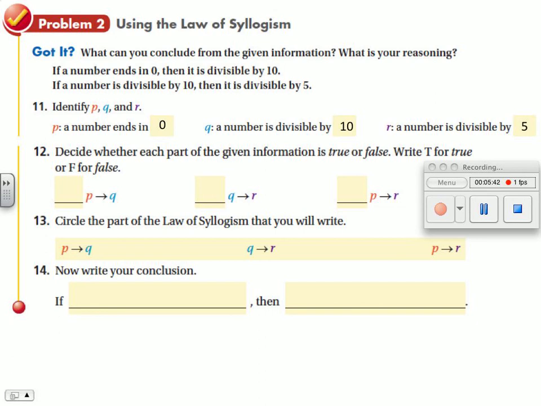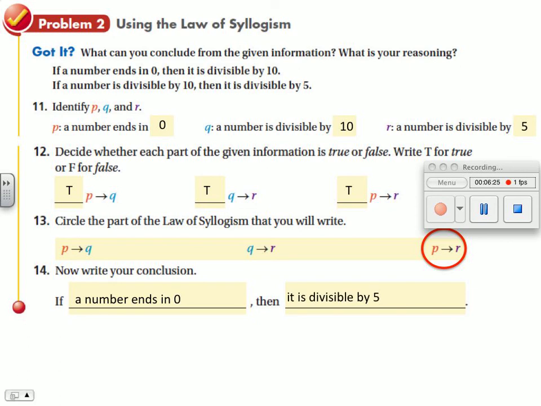Does P imply Q? If a number ends in 0, then it is divisible by 10. That is true. Does Q imply R? If a number is divisible by 10, then it is divisible by 5. That is also true. So therefore, if a number ends in 0, it is divisible by 5. Circle the part of the law of syllogism you will write. We're given P implies Q, we're given Q implies R, so our conclusion will be P implies R. So if a number ends in 0, then it is divisible by 5.